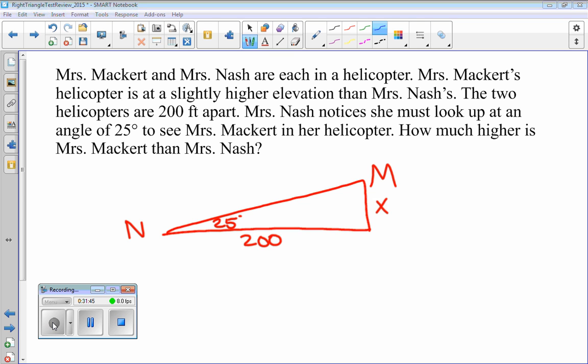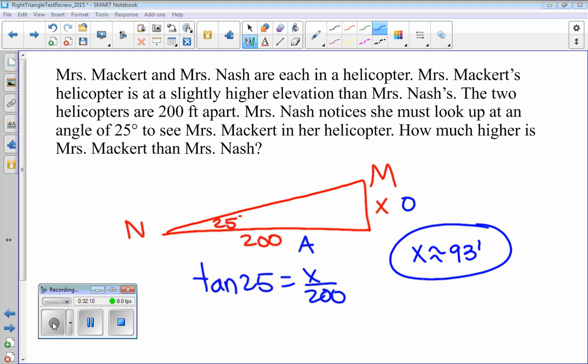Tangent. We've done the tangent a lot today. I don't think we've done the cosine once, have we? So the tangent of 25 is equal to x over 200. How much further off the ground am I than Miss Nash? So 200 times the tangent of 25, 93 feet higher. Okay. In my helicopter. Fair enough.